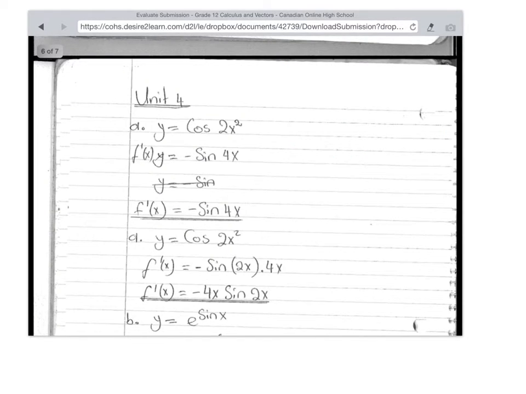Finally, for Unit 4, please go back and work through your trig derivatives again. The derivative of cos is negative sine, but you're going to start with negative sine of 2x squared, and then you're going to multiply that by the derivative of 2x squared, which is 4x. For part, oh, I see, you've done that down here. Okay, so you're close. Sorry, that's not correct. You've written 2x. It should be x squared there. 2x squared.